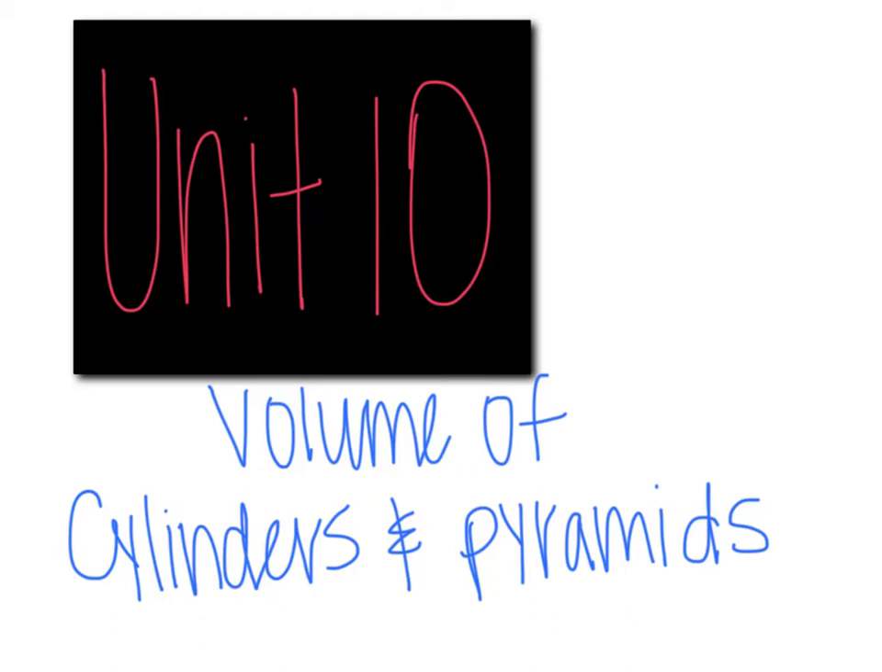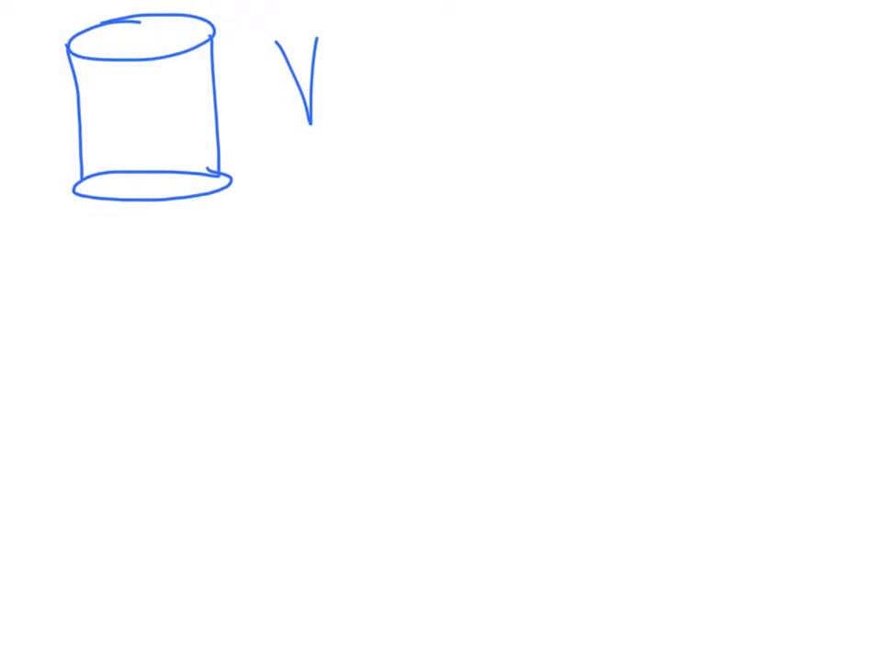Today we're going to talk about volumes of cylinders and pyramids. The first one we're going to look at is volume of a cylinder. So our formula for that is going to be area of the base, volume equals capital B times height. So area of the base, which is pi r squared, times the height of your cylinder.